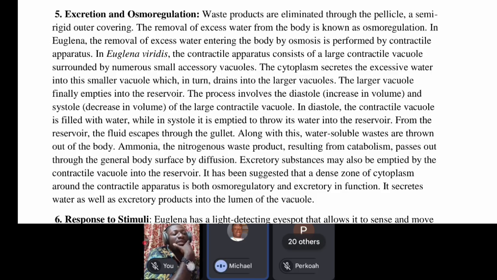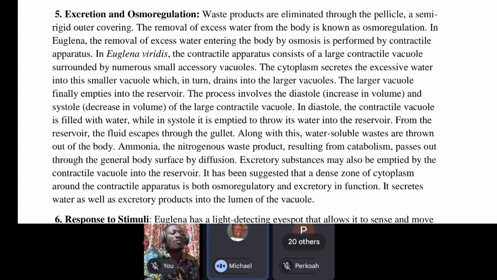So waste products are eliminated through the pellicle, that's the cell membrane, a semi-rigid outer covering. So the pellicle also gives it mechanical advantage. So it's not a cell wall, but it gives a protection like a cell wall would do. That gives it a rigid structure with a little bit of protection from mechanical injury.